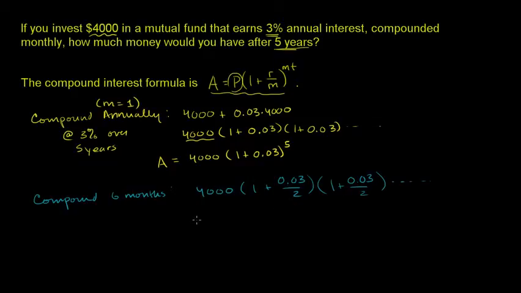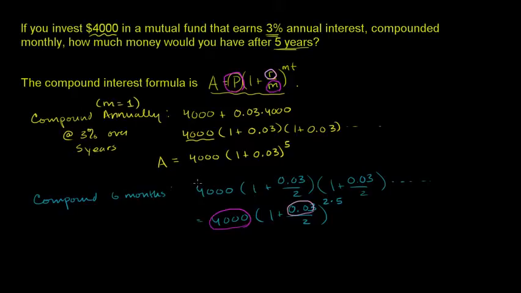So this is going to be equal to 4,000 times 1 plus 0.03 over 2 to the, we have 5 years, each of them have 2 periods, 2 times 5 power. And now you see it directly. Our principal is right over here. It's $4,000. Our annual interest rate is R. It is 3% in either circumstance. And the number of times we compound per year is M.